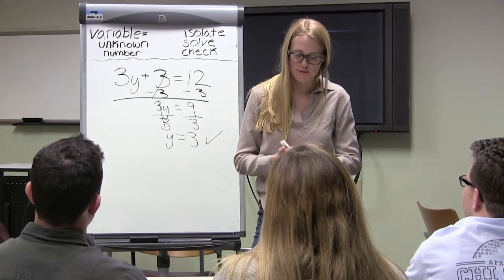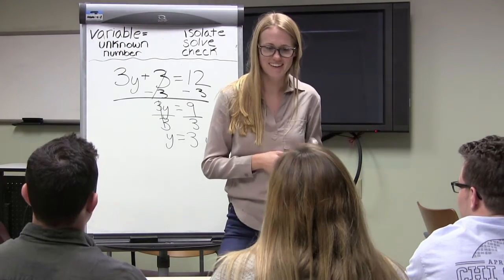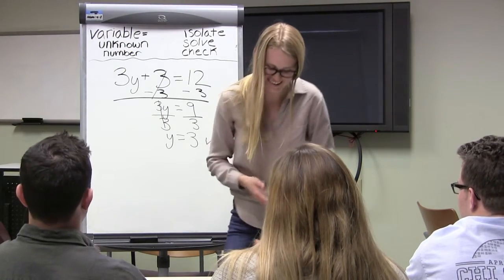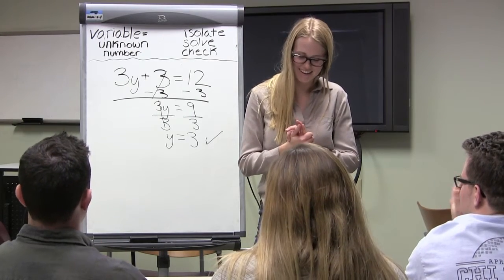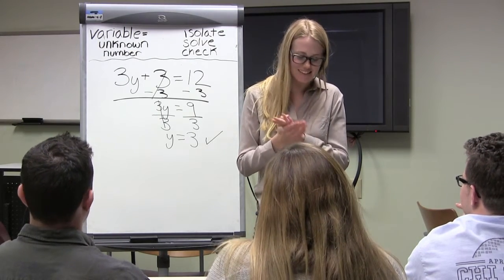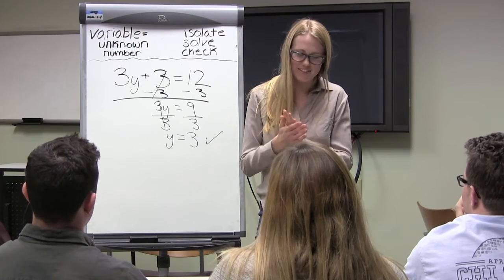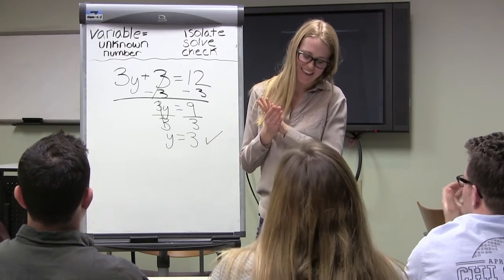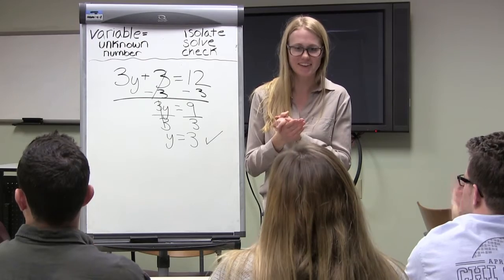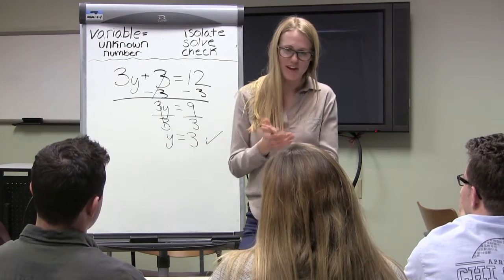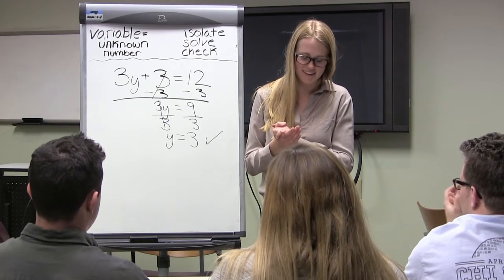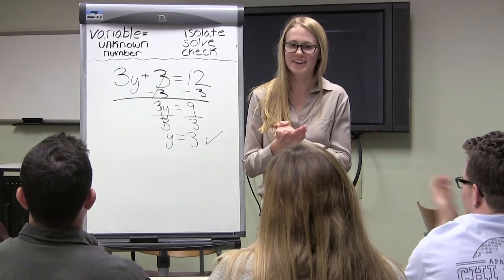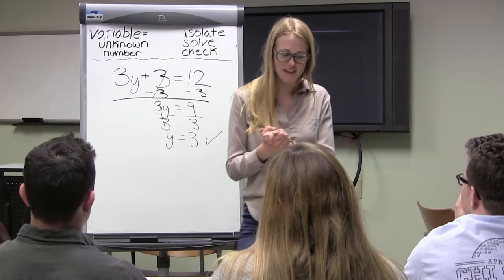What do we do with a two-step equation? We use a 3-step solution for two-step equations. Firstly, we isolate. Secondly, we solve. Lastly, we check by plugging it back in. Isolate, solve, check. Good. All right, one more time.